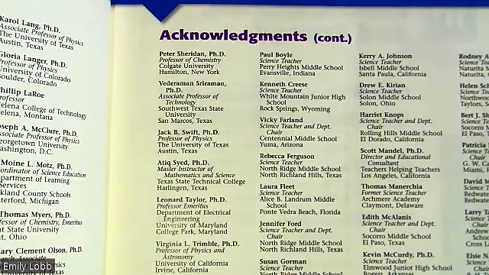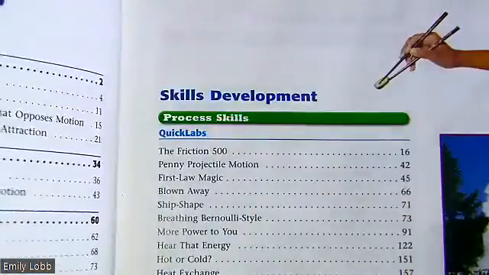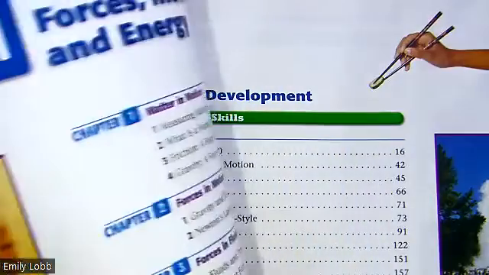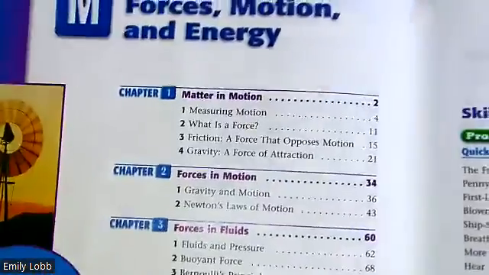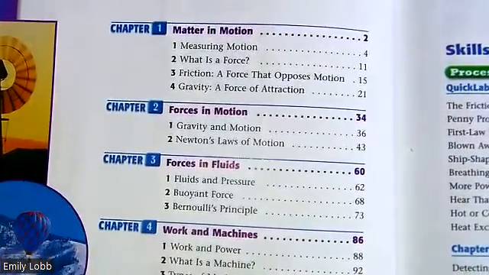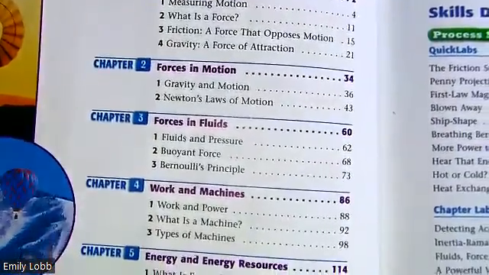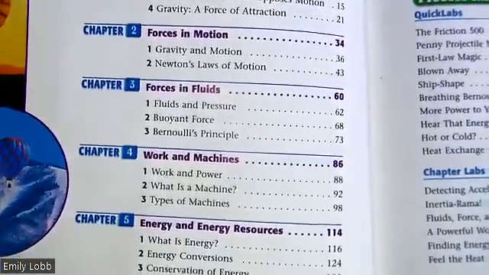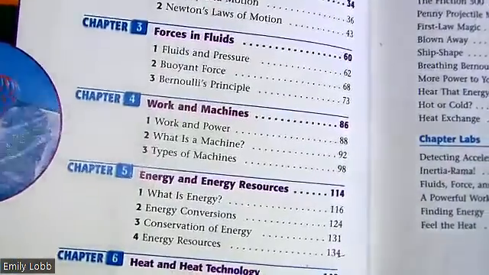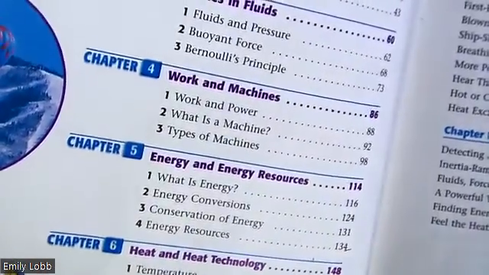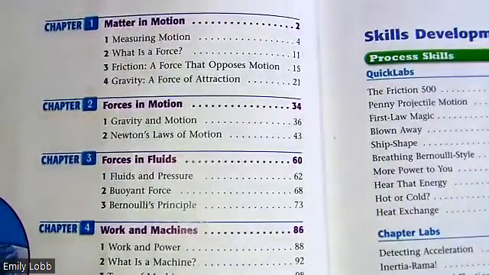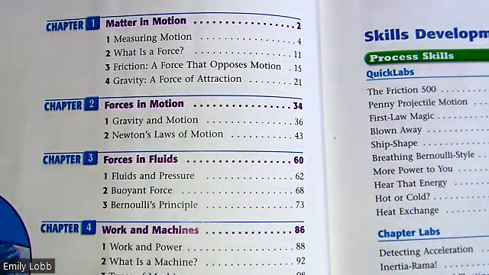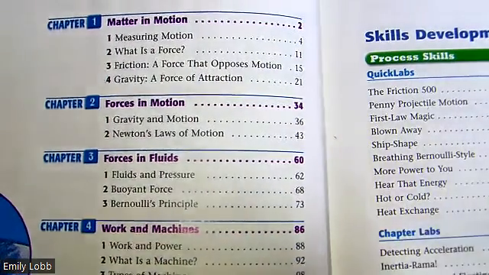Okay, today we're just going to get an idea of where we're going here. In this forces, motion, and energy text, there are 6 chapters: matter and motion, forces in motion, forces in fluids, work in machines, energy and energy resources, and heat technology. Yes, we're going to fly through this. It's very important that you learn multiple ways of learning, so we're switching gears a little bit and going into text.